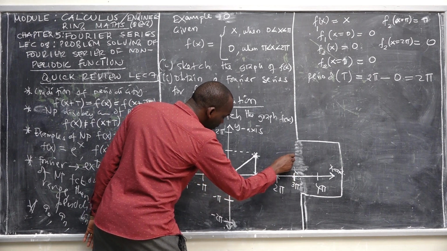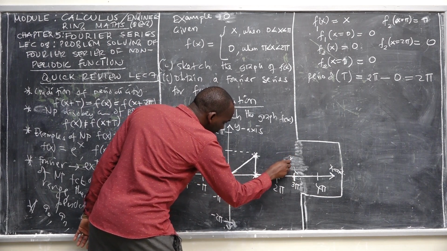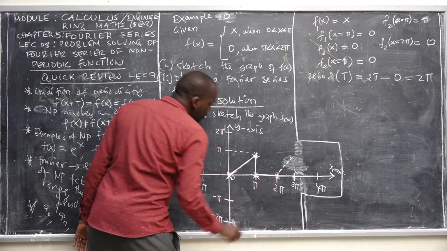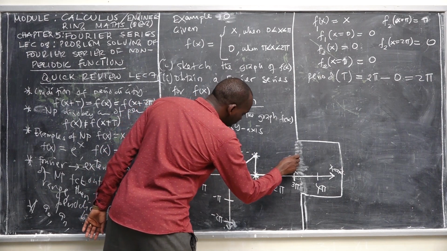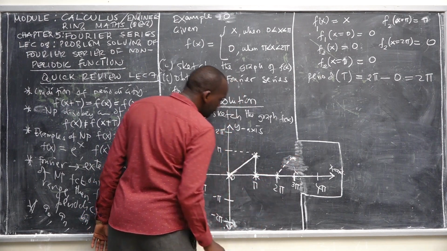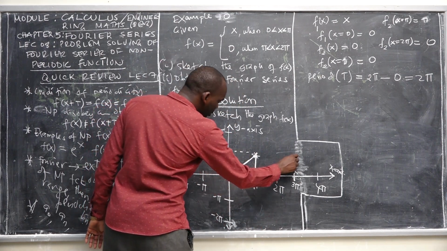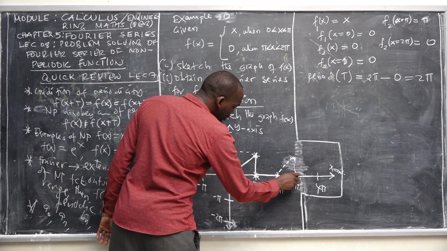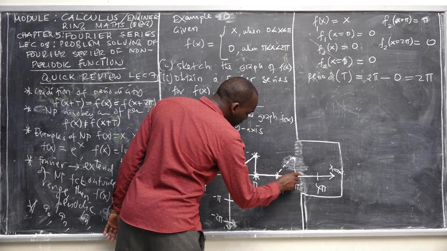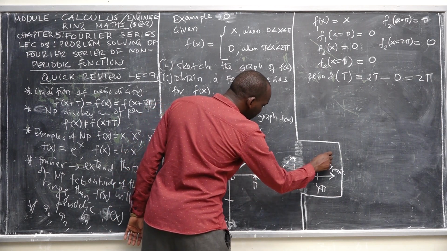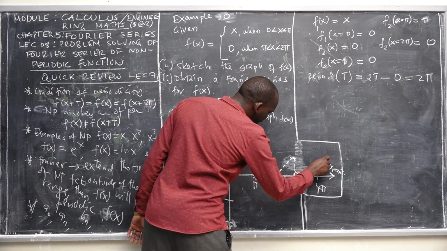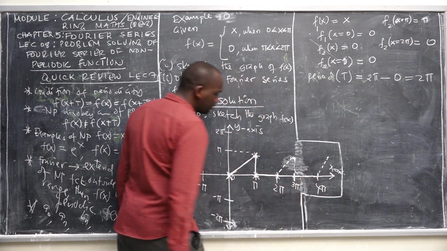So you say, okay, fine. So this is the extension of the graph. Where are we? We are at this point. Then we have to move down. Here we are going to have a dotted line. Then when you reach this point, again we have another dotted line.